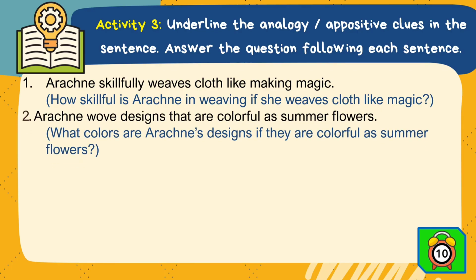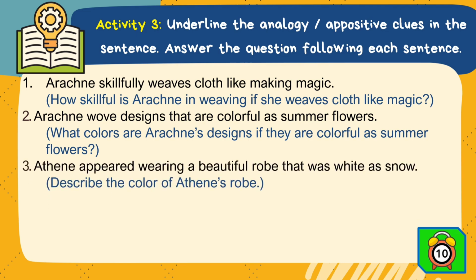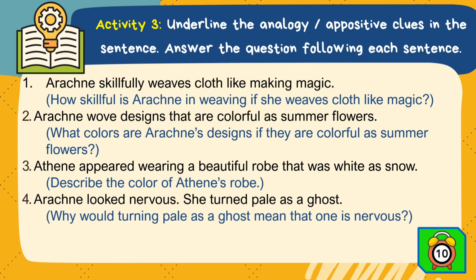Number 2. Arachne wove designs that are colorful as summer flowers. What colors are Arachne's designs if they are colorful as summer flowers? Number 3. Athene appeared wearing a beautiful robe that was white as snow. Describe the color of Athene's robe. 4. Arachne looked nervous. She turned pale as a ghost. Why would turning pale as a ghost mean that one is nervous?